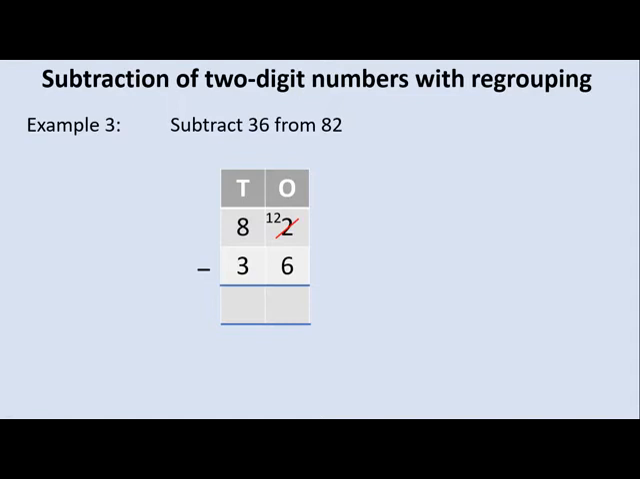So now once we borrowed 10 ones from 8, 7 tens will be remaining. Initially there were 8 tens. In these 8 tens, one 10 has been taken to the ones column, making it 10 ones. Therefore, only 7 tens are remaining here.